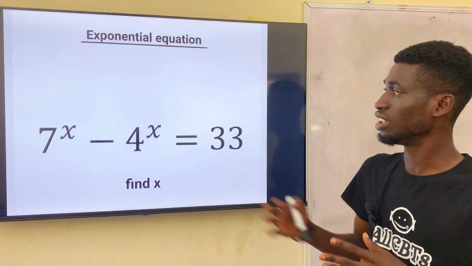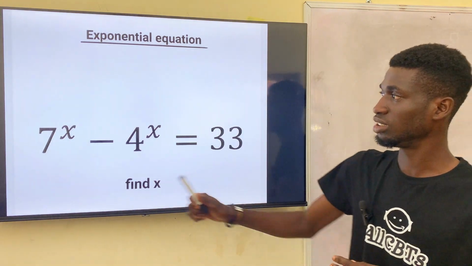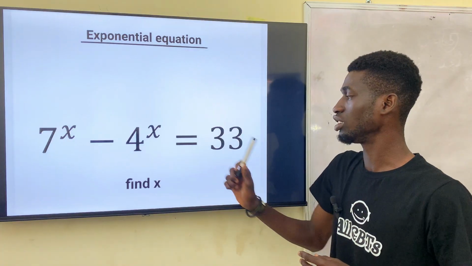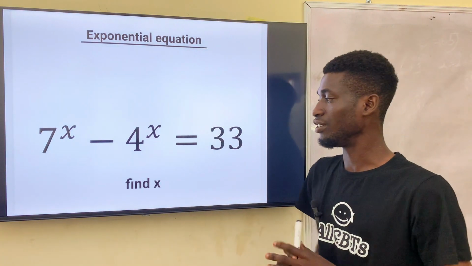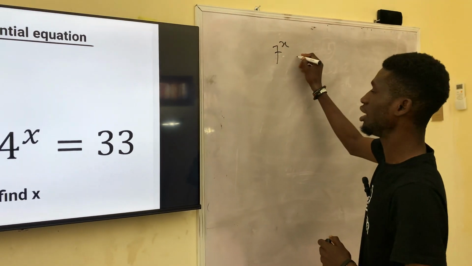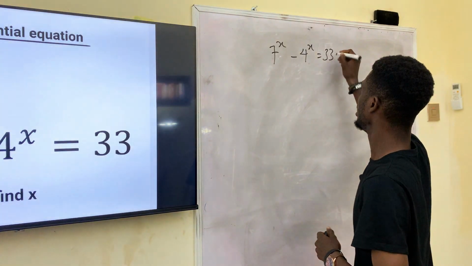Now, there is another Olympiad mathematics question, which is 7 raised to power x minus 4 raised to power x equals 33. We have to find the value of x. So we move on: 7 raised to power x minus 4 raised to power x equals 33.